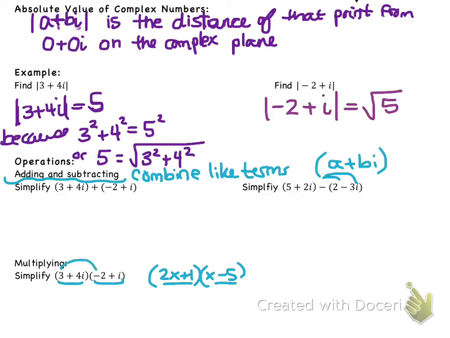We have to do 3 times negative 2, which is negative 6. That's first. Our outer is plus 3 times i. Our inner is 4i times negative 2, which is minus 8i. And then my last is 4i times i, which is 4i squared. Okay. Now you can remember that i squared is equal to negative 1.